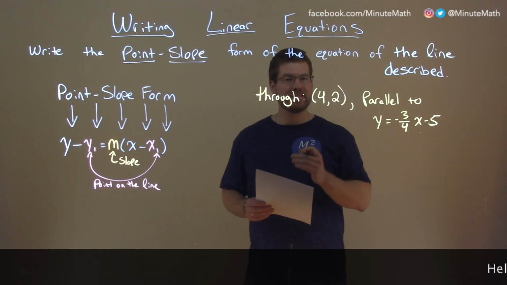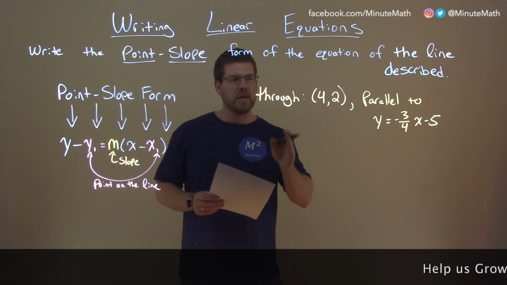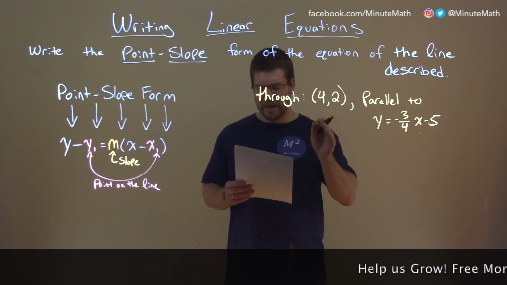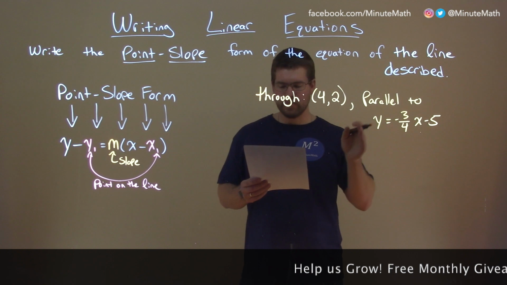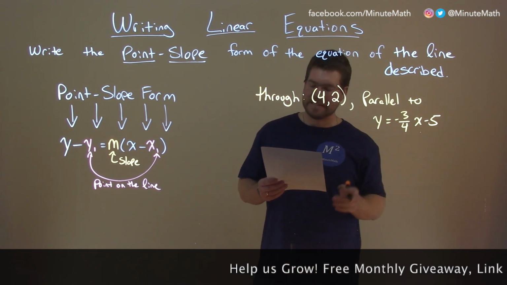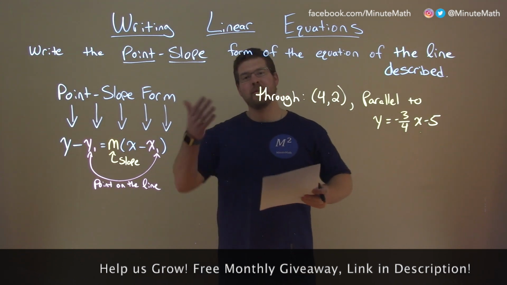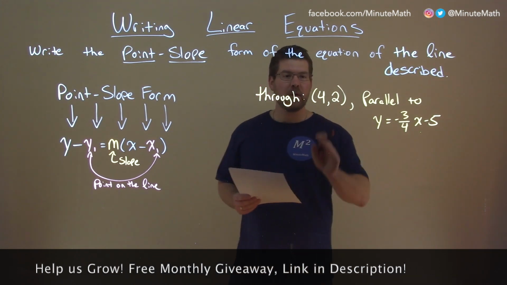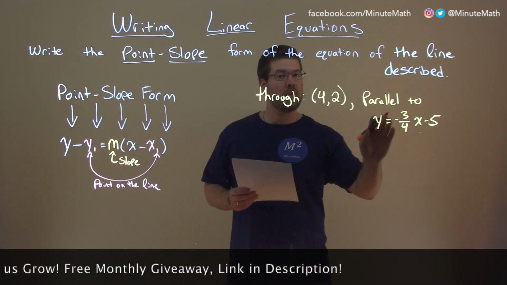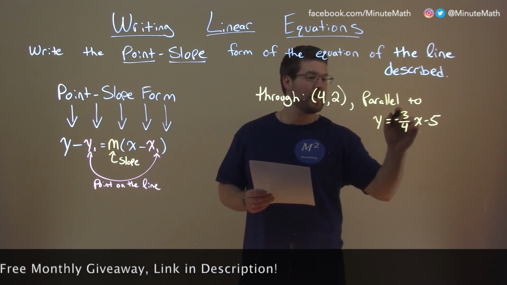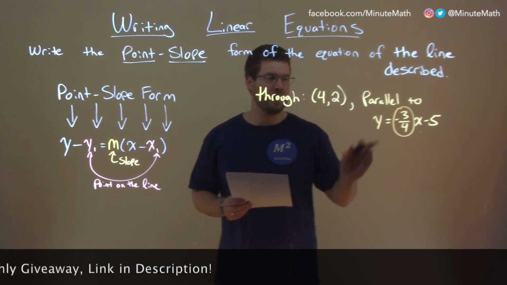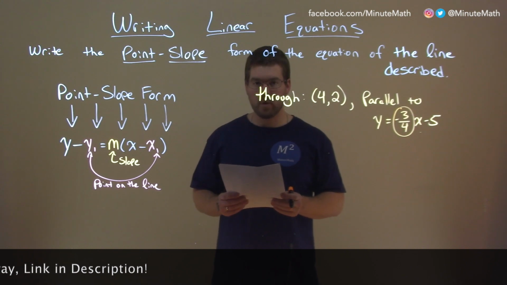So, if I was given this problem, through (4, 2) and is parallel to y equals negative 3/4 x minus 5. Well, point-slope form has a point and a slope, hence the name. So we have a point here, and we need to find something that's parallel to this line. So what we care about here is the slope of that line, which is negative 3/4.